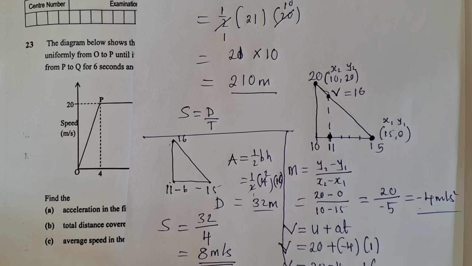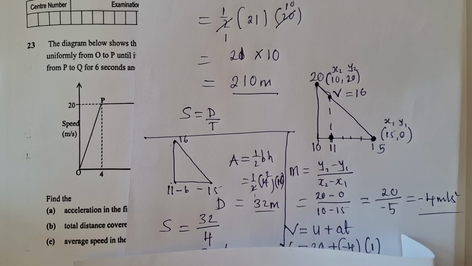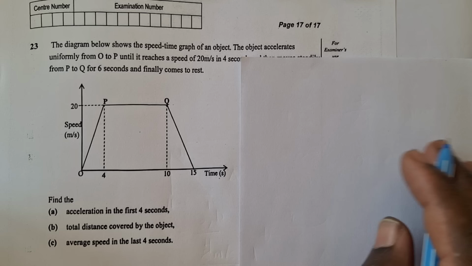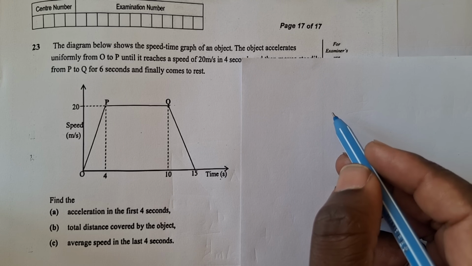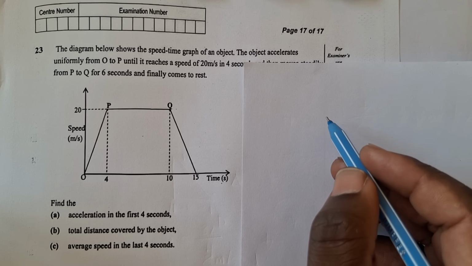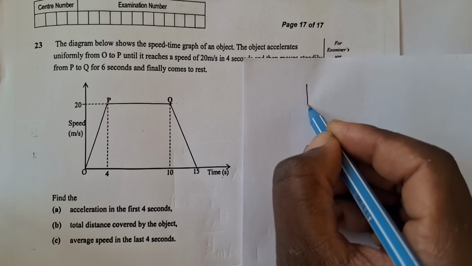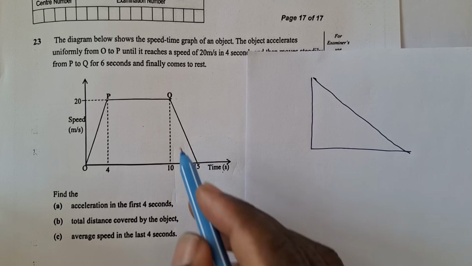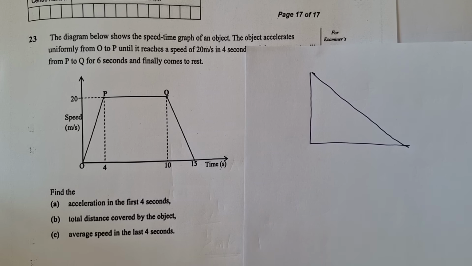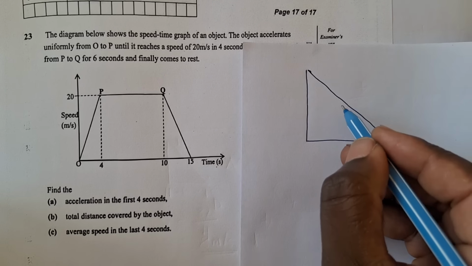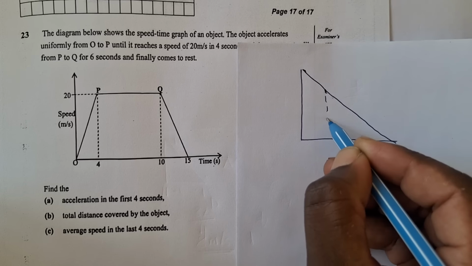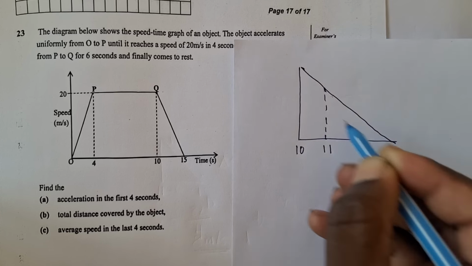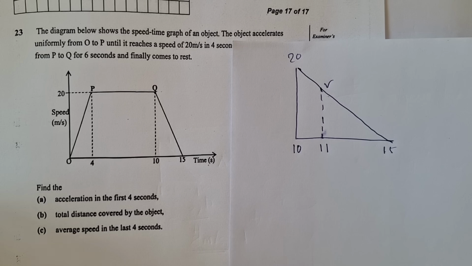So that's it. Let me just talk about the last question again. Remember, I said I'll show you 2 methods on how you can work this out. The other method which you can use is similarities. So you do this: you get this part of the triangle, or of the trapezium, and then cut it where the last 4 seconds starts. So this is 11, this is 10, this is 15, and this is 20. Here we don't know, say it's V.